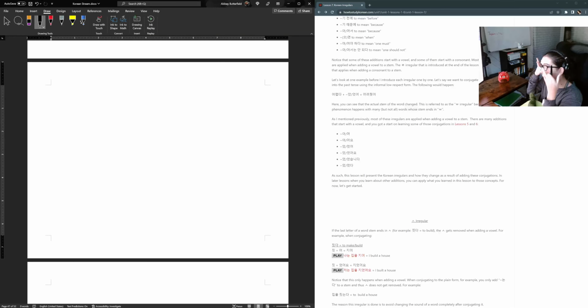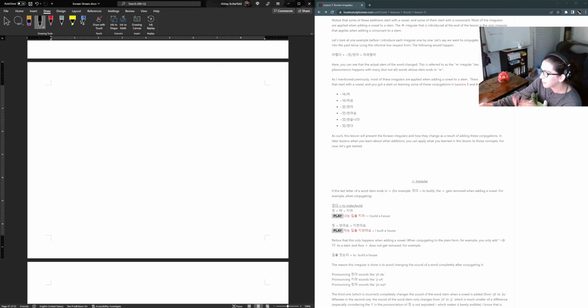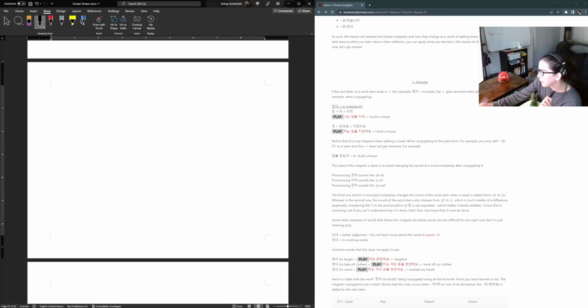here you can see that the actual stem of the word changed. This is referred to as the B irregular. Sad. It's gone. Yeah, it's forever gone. No one's ever gonna see it again. Oh no. It's fine. Everything's fine. The wonders of technology. I don't know why it only erased some of the words. It's so frustrating. That's fine. So it's an irregular that we're learning later, so let's just move on.